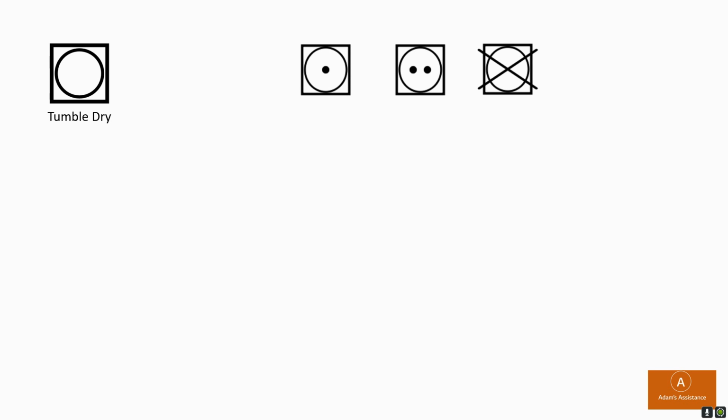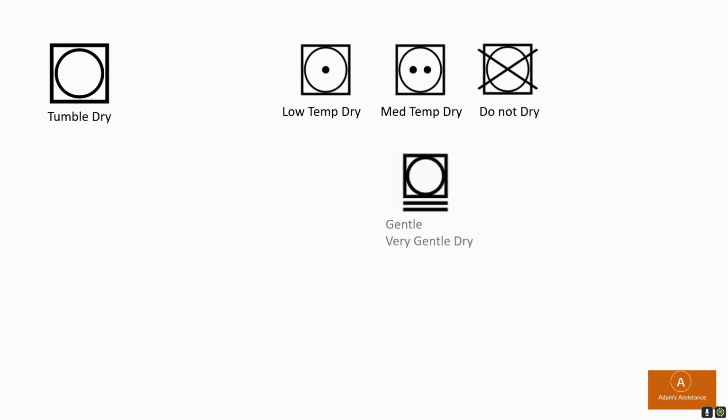Next, if you've got a tumble dryer, this is a symbol for you. So you've got, again, the dot system. So you've got a low temp dry, medium temp dry, or sometimes a hot dry, and lastly, do not dry. And again, as with the washers, you'll have one or two lines underneath on some fabrics, again representing gentle or very gentle, so usually a slower tumble.